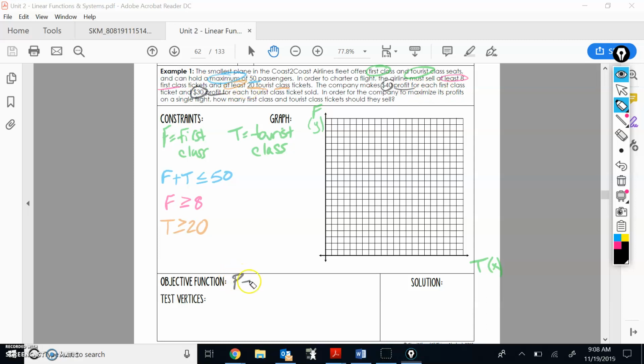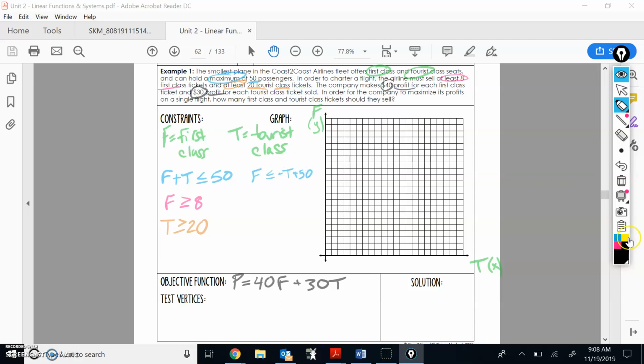Talking about your profit, it's going to be $40 for each first class ticket and $30 for each tourist class ticket. The objective function is always going to be an equation, and your constraints are always going to be inequalities. Let's graph these 3. So in blue, solving for y, in this case F, we get F less than or equal to negative T plus 50.